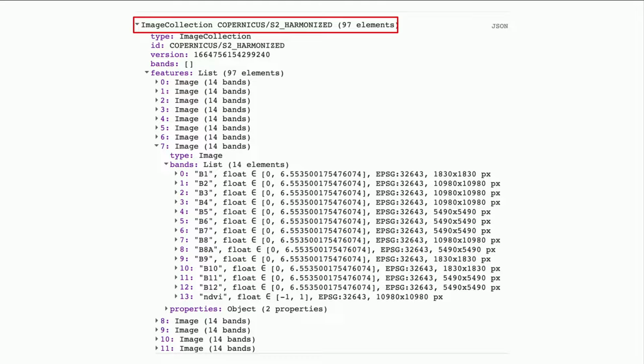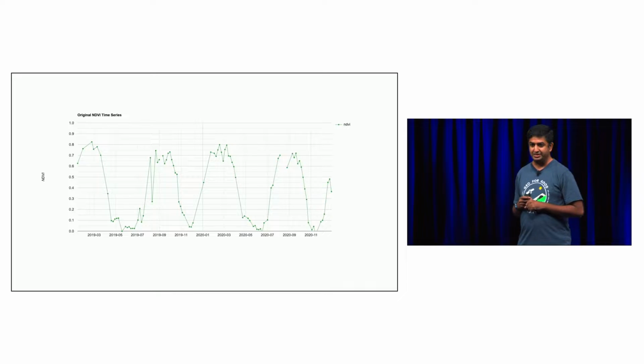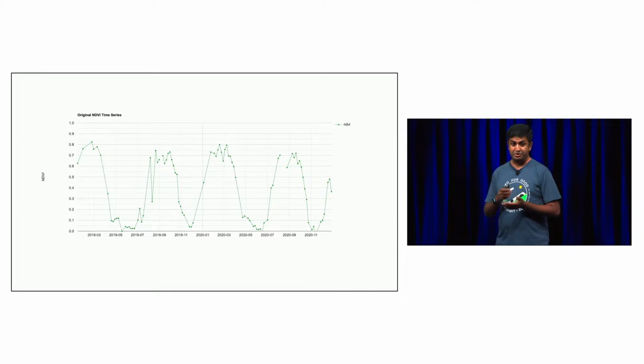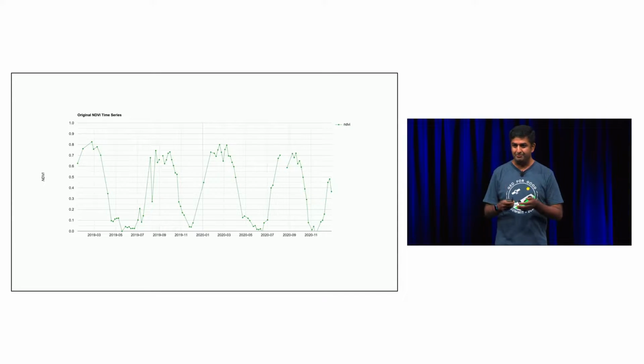You have all these images, and we can now look at it, and maybe at that point, we'll construct a time series chart. And this is what we get. This is our time series. On one hand, you can see the cropping pattern. You can see these cycles of crop growth and harvest.